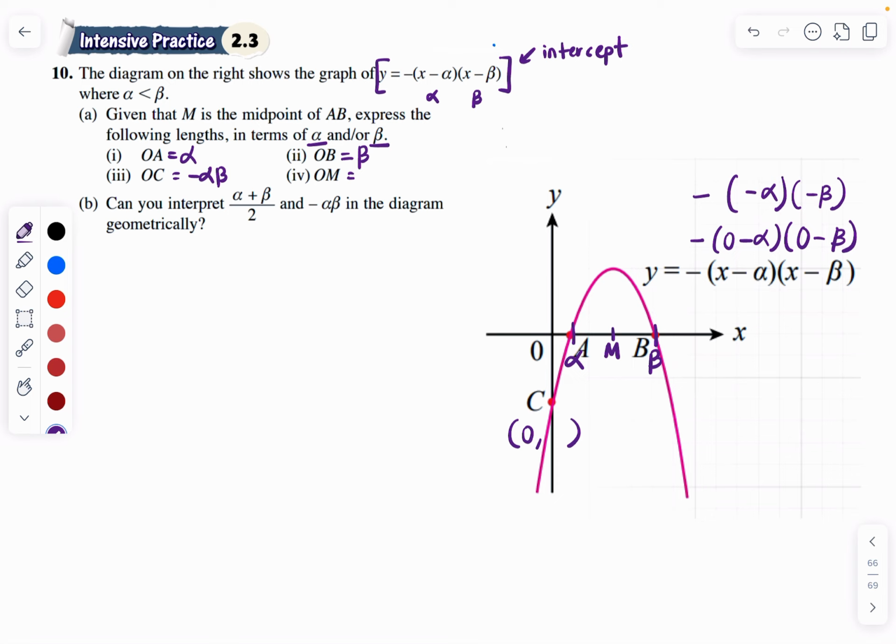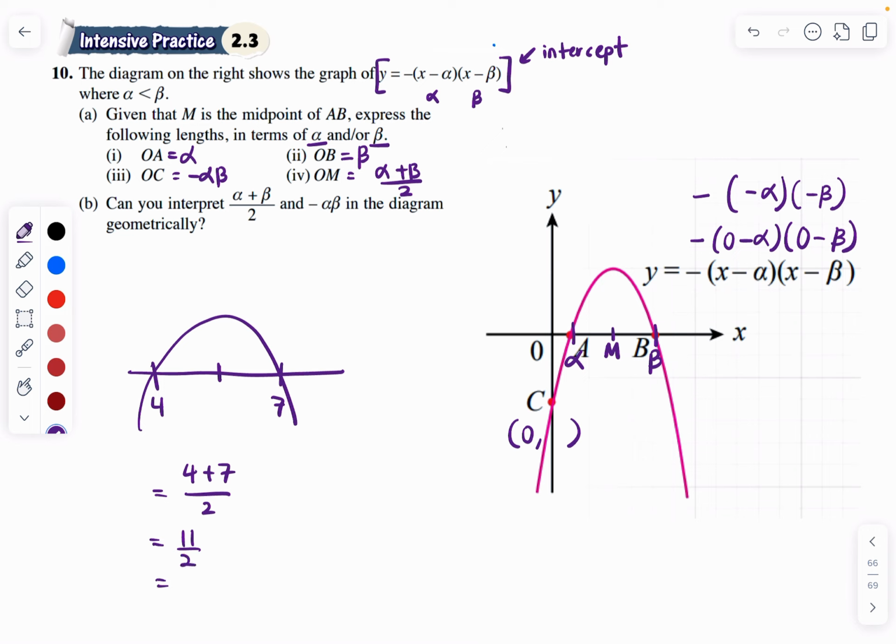Then OM. Since M is the midpoint and it's between alpha and beta, it would be alpha plus beta divided by 2. Okay, let's say if you have, this is 4, this is 7. If you want to find the middle, we have to do 4 plus 7 divided by 2. So this will give us 11 over 2 or 5.5. So anytime you want to find the middle, you have to do plus then divide by 2.